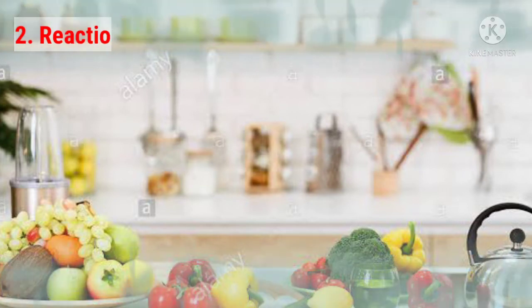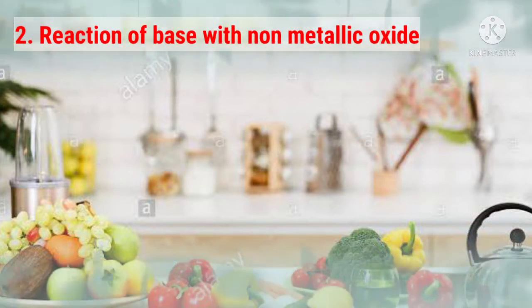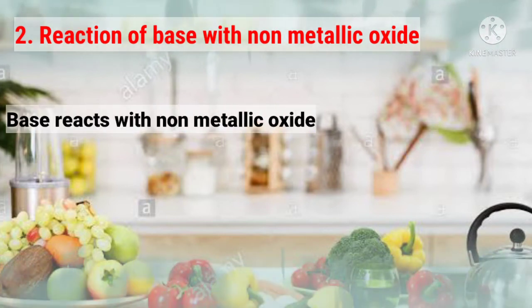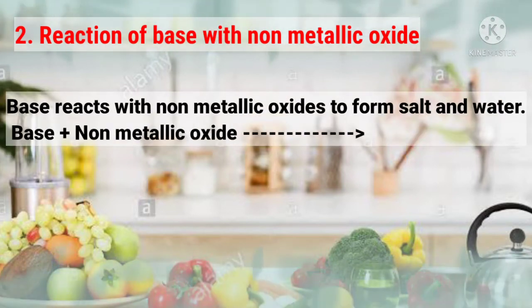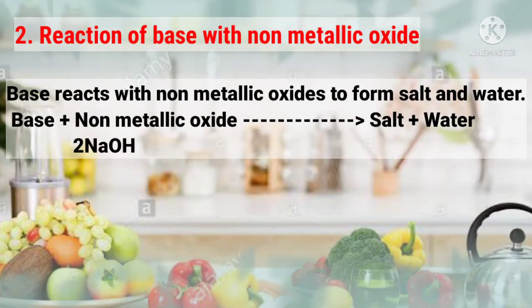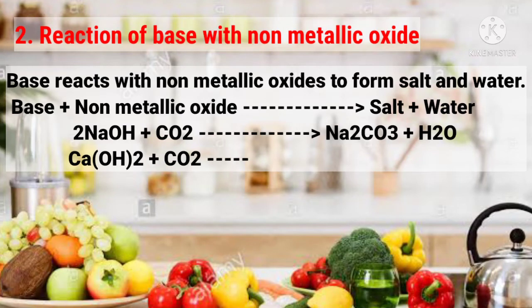The second property is reaction of bases with non-metallic oxides. When bases react with non-metallic oxides, they form salt and water. Here I have considered an example. The base NaOH reacts with the non-metallic oxide carbon dioxide to form the salt sodium carbonate and water. I have given one more example. Calcium hydroxide reacts with carbon dioxide to form calcium carbonate and water.